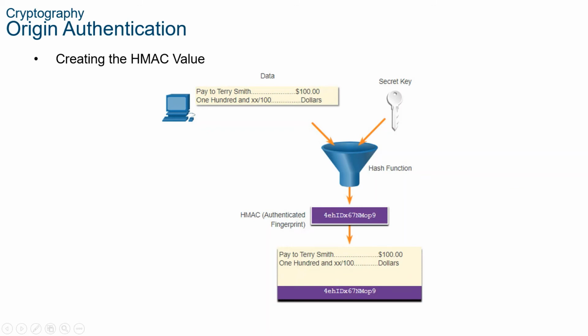Now, how do we create the HMAC value? As shown here in the diagram, the sending device inputs data such as Terry Smith, pay, 100, and the secret key. Okay, we've got a secret key there. Now, this goes into the hashing algorithm and calculates the fixed-length HMAC digest. So this authenticated digest is then attached to the message and sent to the receiver.